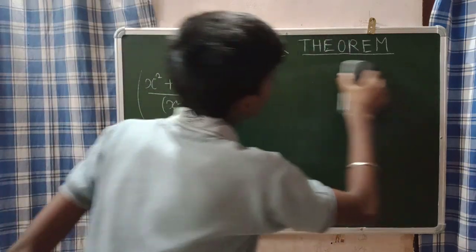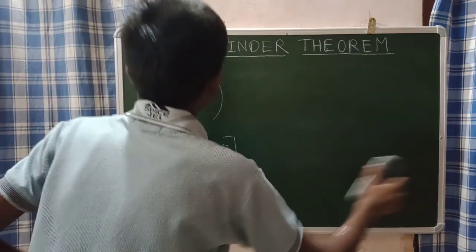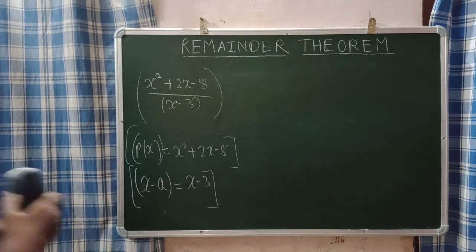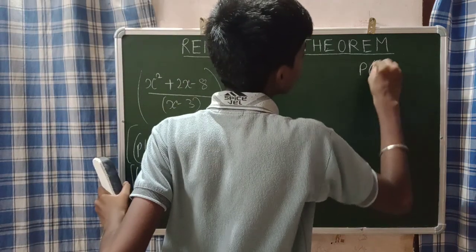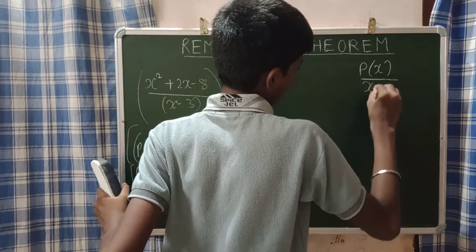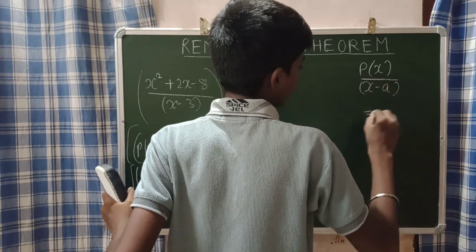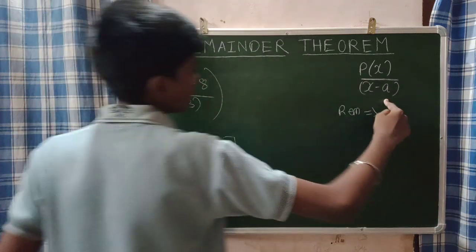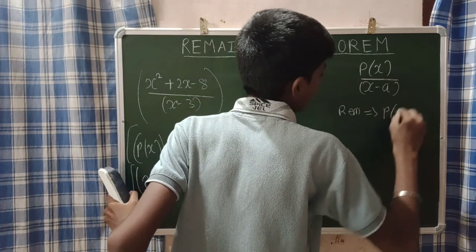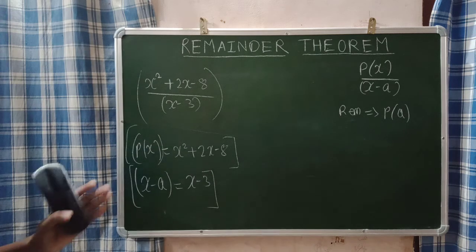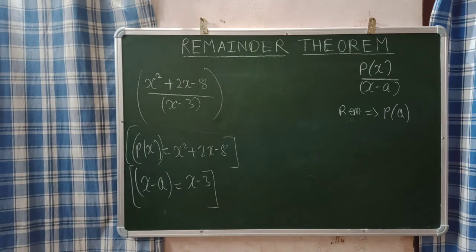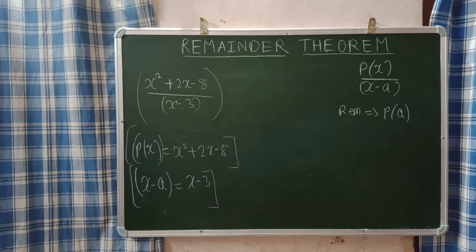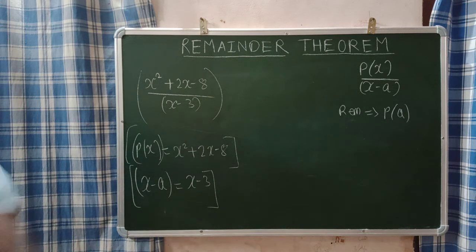So I will use your concept of remainder theorem. What your remainder theorem says is, if I divide your p of x by a particular binomial x minus a, then your remainder will be p of a. That is what your remainder theorem states. (I said binomial, sorry, I meant remainder theorem.) So remainder is p of a.